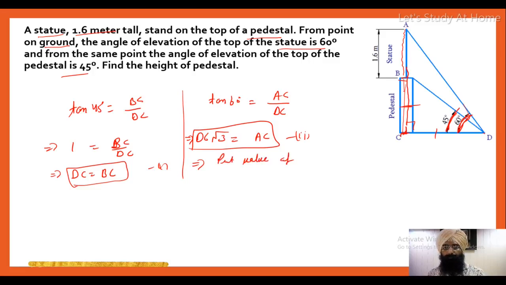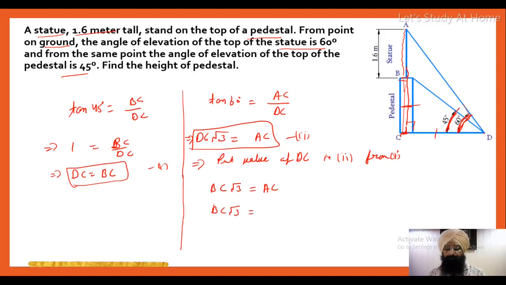Value of DC in 2 from 1 means 1, so just put it in 2. We can write BC under root 3 is equal to AC. Okay, we are very near to our answer, and BC we want to find.